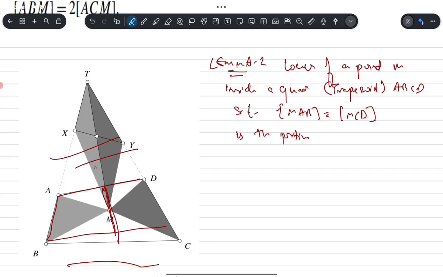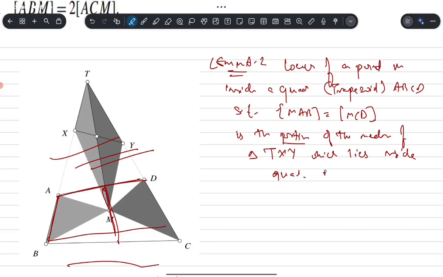So we're not really focusing on this. In the original problem, we're provided with the quadrilateral only. So we'll comment on that only. That is why I'm writing: is the portion of the median of triangle TXY which lies inside quadrilateral ABCD, where T is the intersection point of AB and CD, and TX equals AB and TY equals CD. I hope that is clear. Try to prove this on your own.